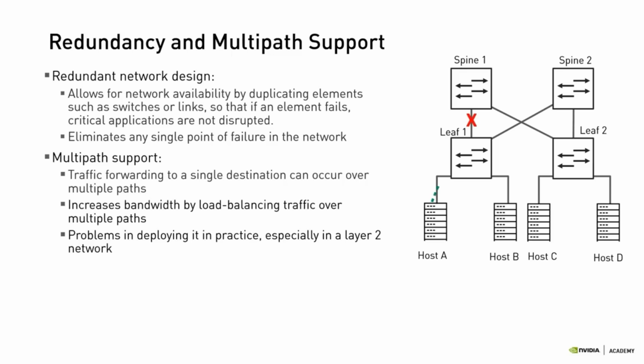Multipath is a strategy where traffic forwarding to a single destination can occur over multiple paths. It can substantially increase bandwidth by load balancing traffic over multiple paths. However, it may be difficult to deploy it, especially in a layer 2 network. Let's examine the reason for that.